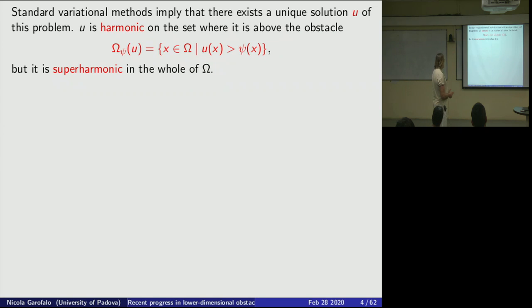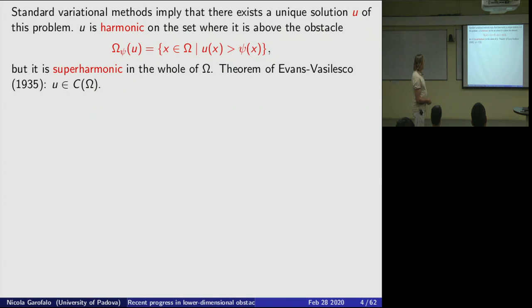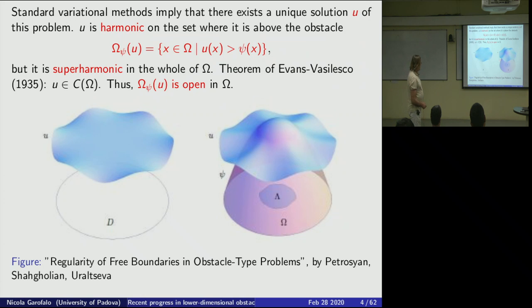But on the whole set, u is a superharmonic function, and there is a classical theorem in potential theory by Evans and Vasilesco that goes back to 1935 that says that u is continuous. So your solution is not only a function in the Sobolev space W^{1,2}, but it's a continuous function. Once you know it's a continuous function, then this set is an open set. And that's important information to start the analysis. So the picture looks like this.